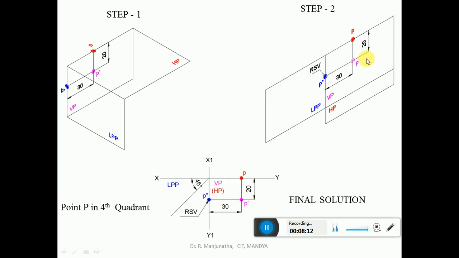This is 20 mm below HP. So you're going to see the image is on VP. Since the point is lying on VP, obviously the point will be on HP. Since HP is also below the XY line, you're going to get it on the XY line as small p.